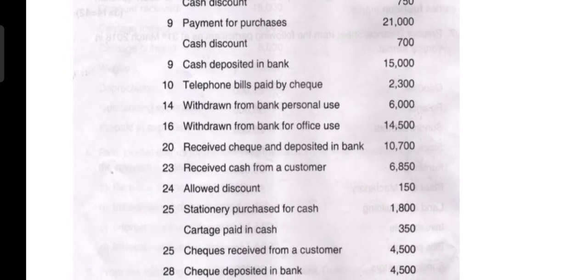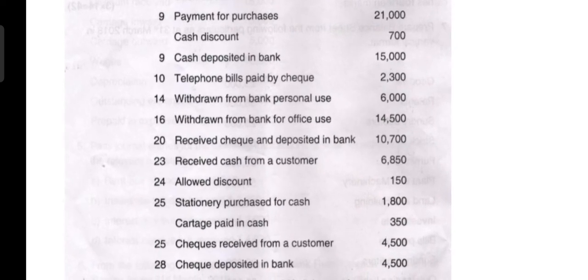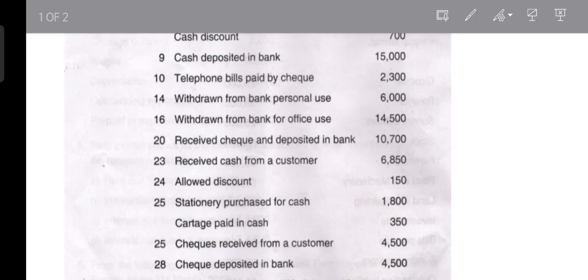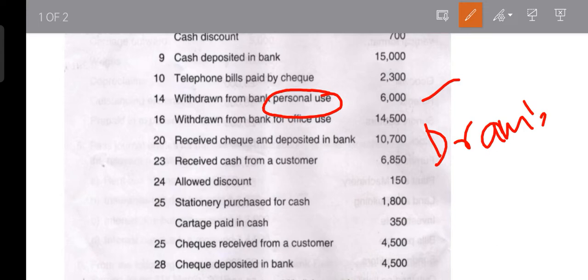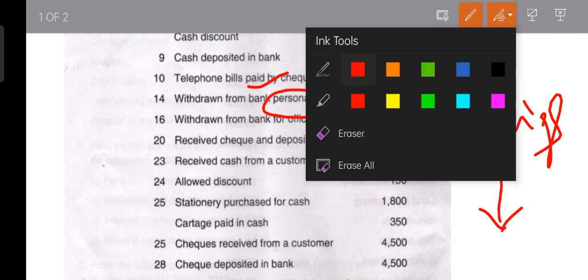Any amount withdrawn from the bank for personal use means the owner is making drawings. Here cash is not coming into the cash box, it is not coming to the office. The owner is taking it for his personal purpose. At that time, that is to be treated as drawings. Now he is taking the money from the bank, so from the bank we need to reduce the balance.